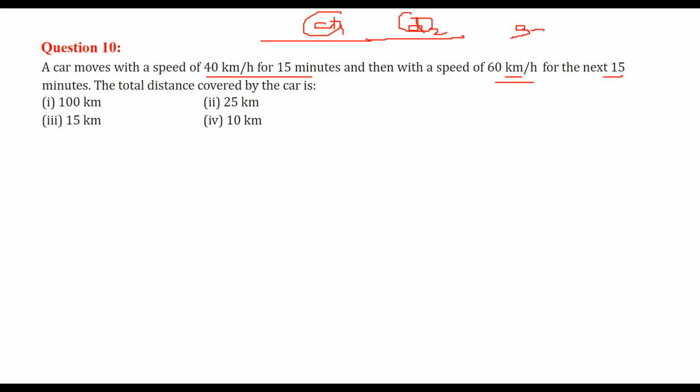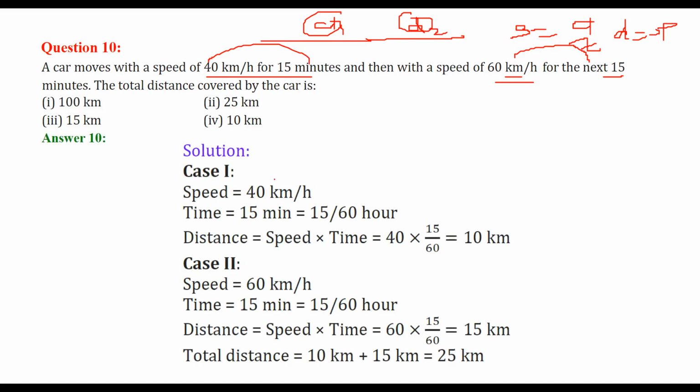Speed is equal to distance by time, so the distance will be speed into time. In the first case, we'll multiply these two, then multiply the other two, and then add. In the first case the speed is 40 km an hour, but the time is in minutes, so we need to change it into hours. We'll divide 15 by 60, because in 1 hour there are 60 minutes. Then we multiply speed into time: 40 into 15 by 60, that will be 10 km.